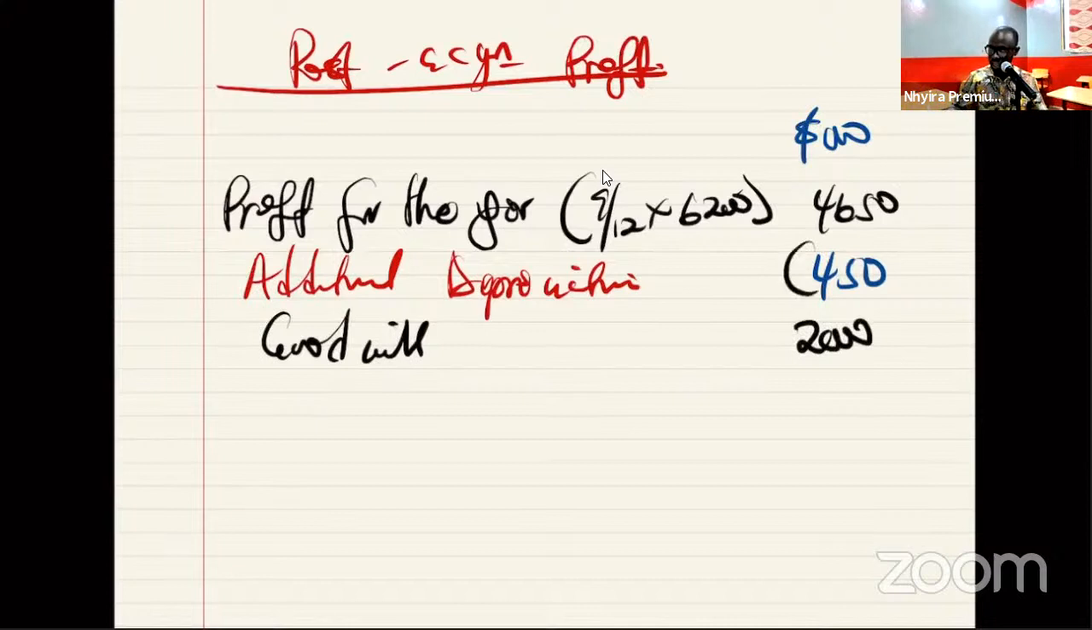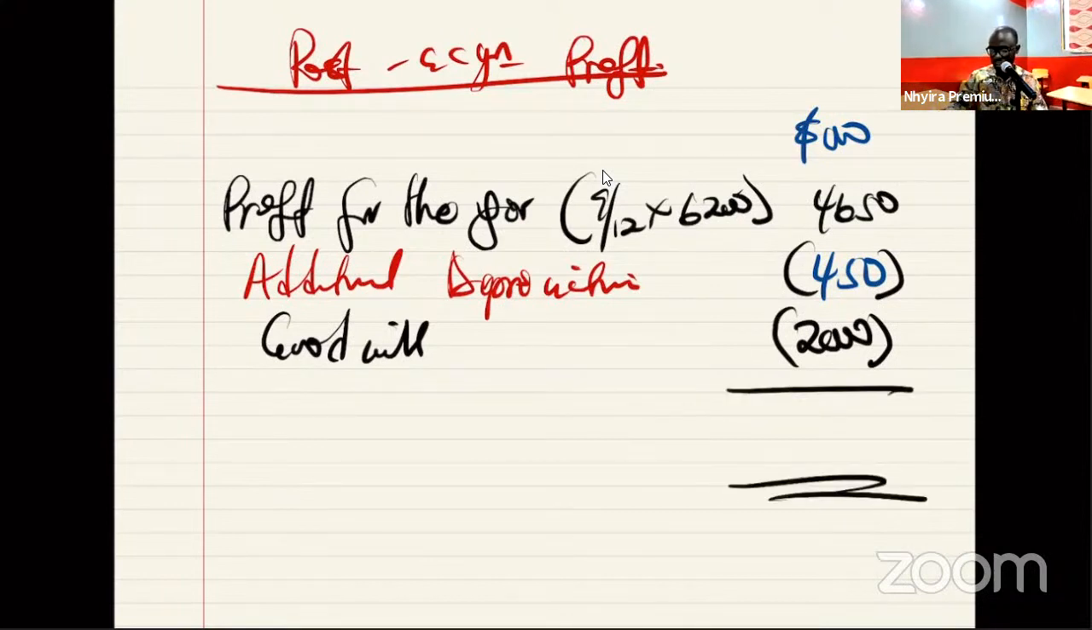Now, all these are expenses. They are going to be deducted. Why are we deducting goodwill from the post-acquisition profit? Because NCI is valued at fair value. So the goodwill must be shared between the parent and the sub. And this leads us to the post-acquisition profit.